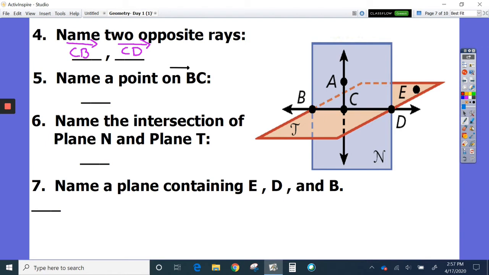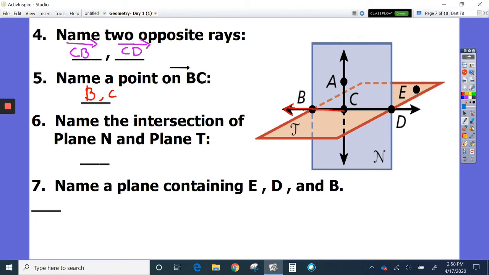Number 5, name a point on the ray BC. It actually should be line BC, I think. So a point on the ray BC. So this is the ray BC. This part is the ray BC. So I know either B is on it as well as C is on it.